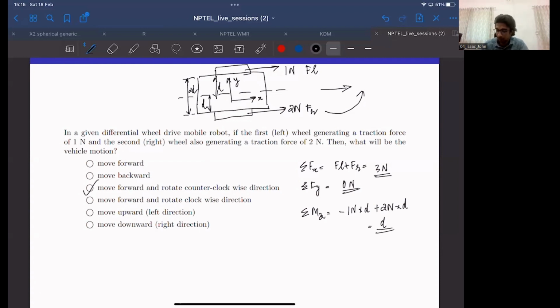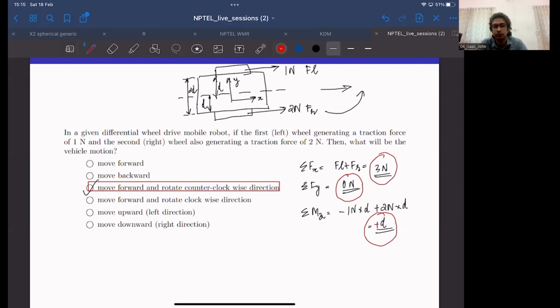So the robot will have a forward component of 3 newtons. It does not have any lateral component. And it also has a positive counterclockwise component. It will also have a moment about the z-axis. Since the sign is positive, it will also have a counterclockwise rotation. So again, it is in line with our intuition. Without doing any numerical analysis, we had already zeroed in on option 3. Numerical analysis also confirms our intuition. So we'll go ahead with option 3, option C, moving forward and rotating in a counterclockwise direction.